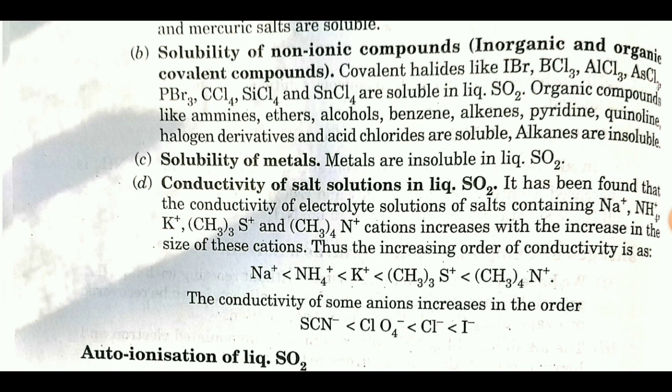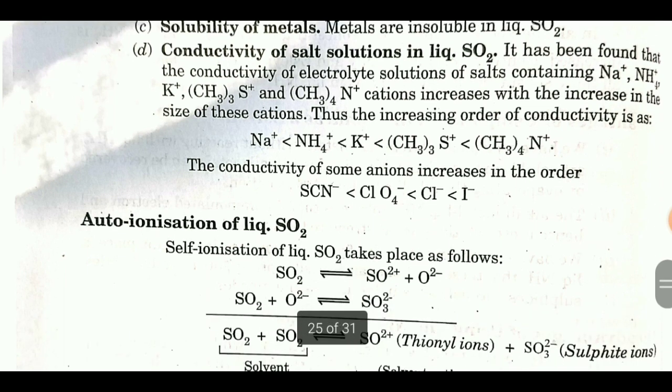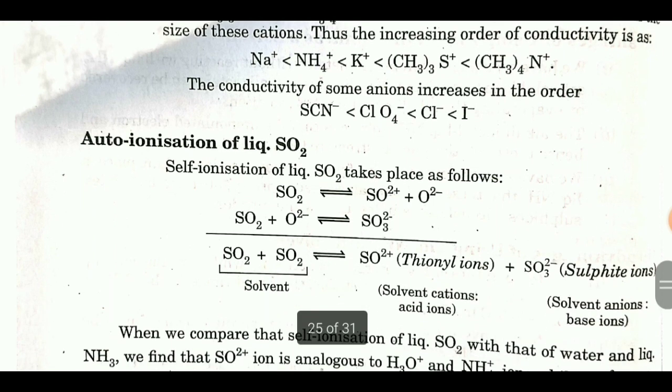D. Conductivity of salt solutions in liquid SO2. It has been found that the conductivity of electrolyte solutions of salts containing Na+, NH4+, K+ etc. increases with increase in the size of these cations. Thus, the increasing order of conductivity is sodium, then NH4+, then potassium, then (CH3)3S+, and then (CH3)4N+. The conductivity of some anions increases in the order SCN-, then ClO4-, then Cl-, and then I-, which is the highest.